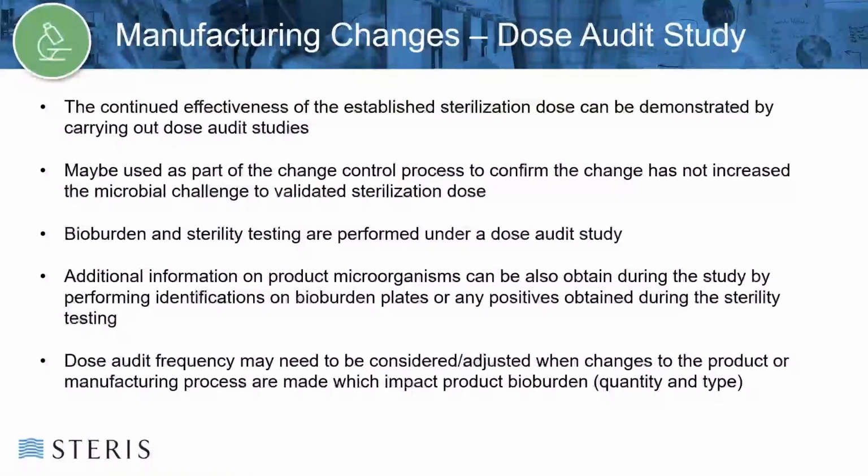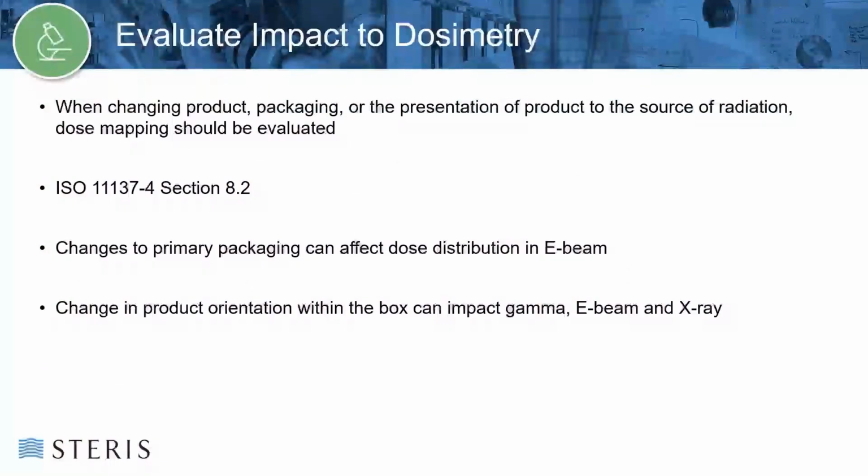For instance, if a longer frequency between dose audits is justified beyond quarterly, the change may impact the justification or may require more data to ensure that the control of bioburden is maintained. ISO 11137-4, Section 8.2 provides guidance to assess changes and their impact to dose mapping studies. For instance, changes to product orientation and packaging should be assessed for impact to existing dose mapping studies and could vary depending on the technology used.